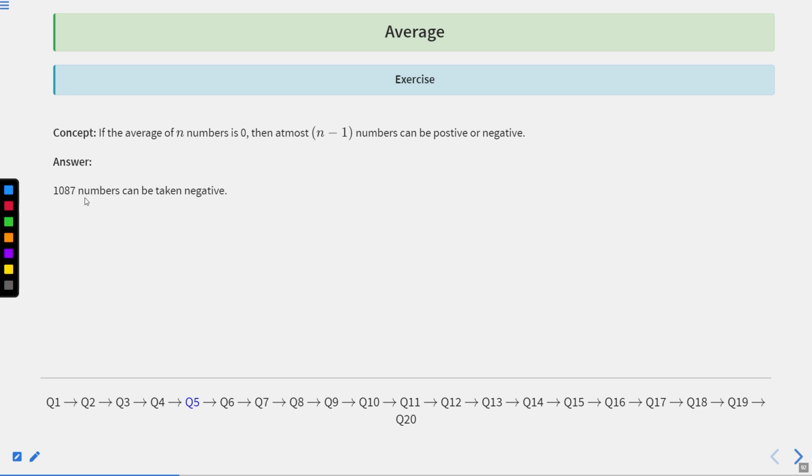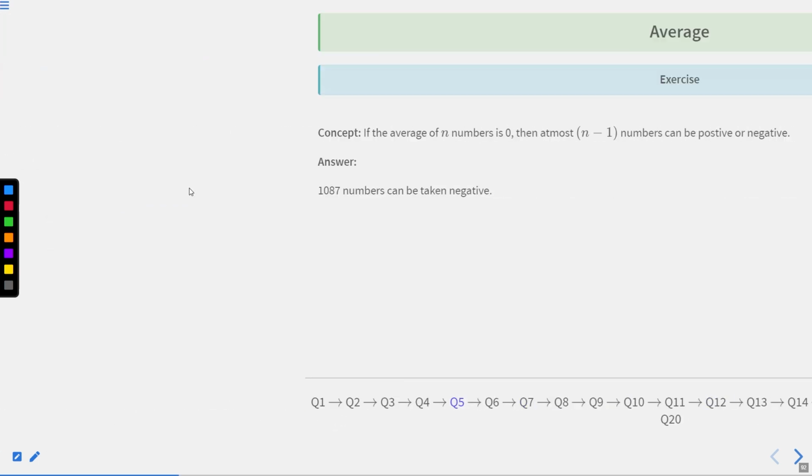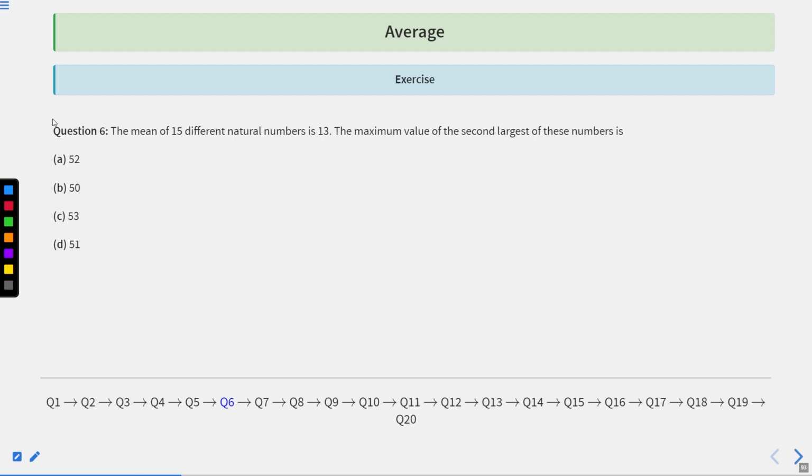So let us start with the solution. 1087 numbers can be taken negative. So the correct option will be C. It was directly based on this concept, so we don't have to do a lot of computation here. It directly arrived at the solution.